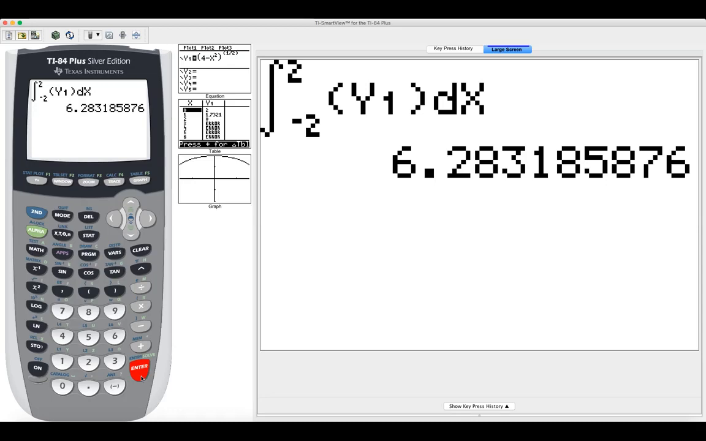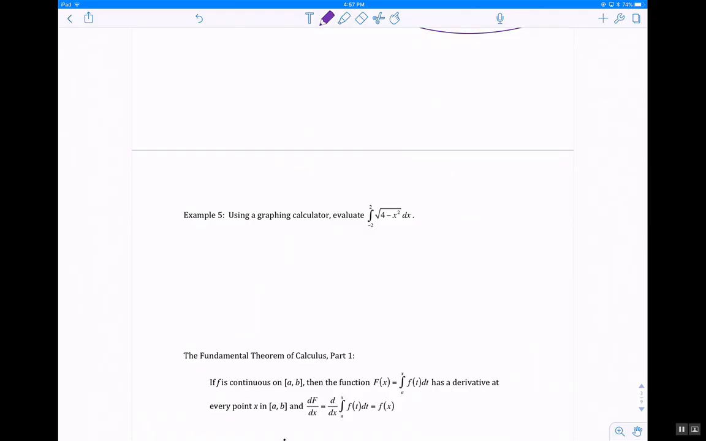And you get 6.283, which is actually 2 pi. But you should round to 3 decimal places, no bigger than that. So we'll say that it's 6.283. Okay? Okay, so example 5 is 6.283, I feel like. I guess you could just put 2 pi because I said it was 2 pi. But you do want to round to 3 decimal places.